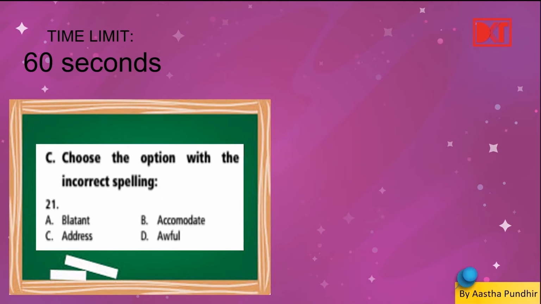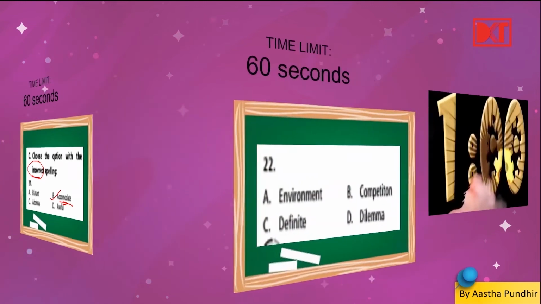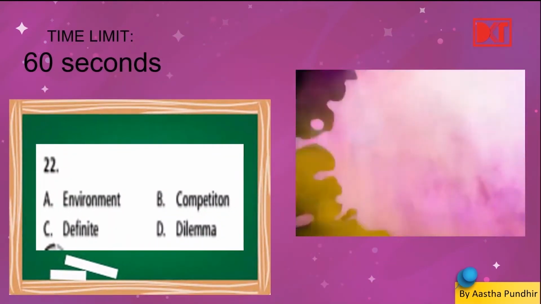Okay, here. Alright, now this is a different category. You have to choose the option with the incorrect spelling. So here the word with the incorrect spelling is B. What they're trying to say is accommodate. And for accommodate, the correct spelling is ACCOMMODATE. Instead of a single M, we have a double M. Okay, so accommodate. So your time starts now.